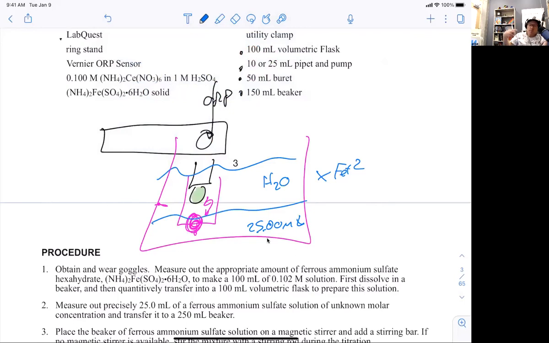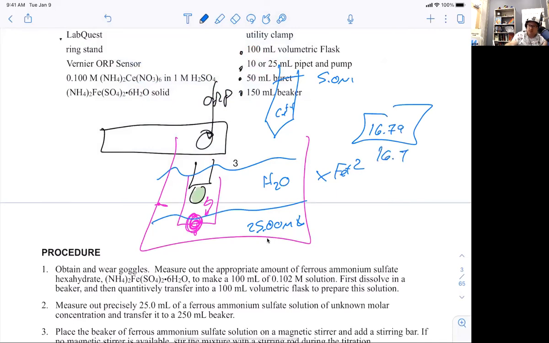Now you're ready to hit keep on your first data point. Then you set the burette up so that it's sending in the cerium. Add, again, 5 mils to start. Let it mix for a minute. When you look on the LabQuest, the sensor reading will slowly be dropping. It'll go 16.76, 16.69, 16.61. Once it slows down a little bit, 16.59, then 16.58, hit keep.